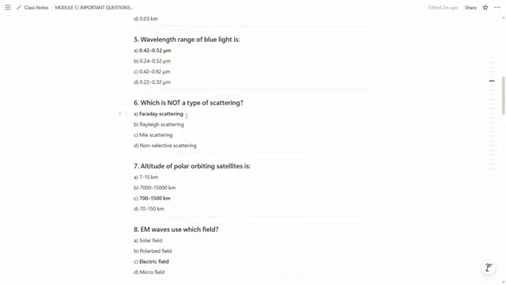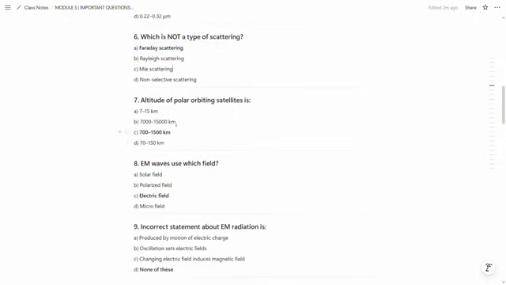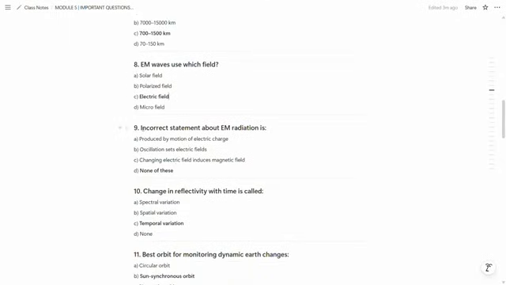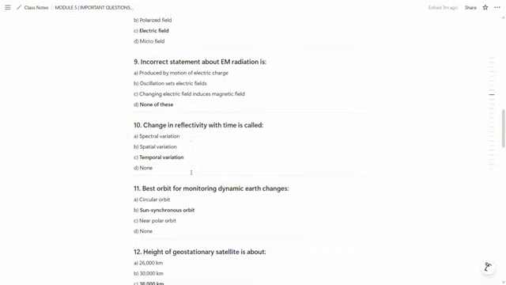Now coming to the sixth question, which is not a type of scattering. So Faraday scattering is not a type of scattering. So now seventh question is altitude of polar orbiting satellite is 700 to 1500 kilometers. So C is the correct answer. Now the eighth question is EM waves use which field? Electromagnetic waves use electrical field. So C option is the correct one. Now in the ninth question, incorrect statement about EM radiation is none of these. So because these all are the correct ones.